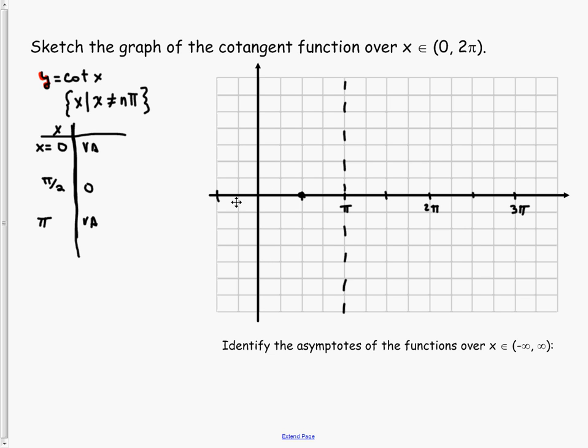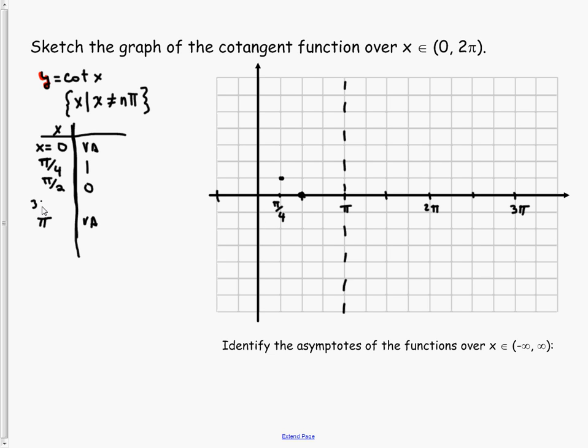And let's see, what happens in between? Well, what would happen at pi over 4? The cotangent of pi over 4 is the same thing as the ratio of cosine over sine, but those are just going to be equal to each other. So that'll be equal to positive 1. So at pi over 4, we're going to get a value of y equals 1.